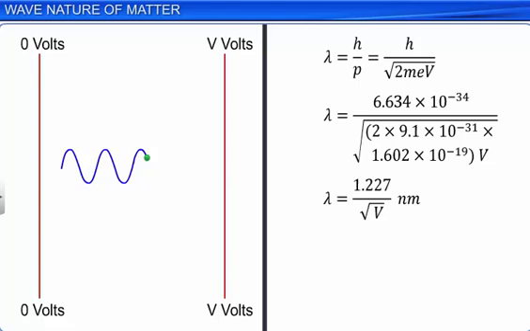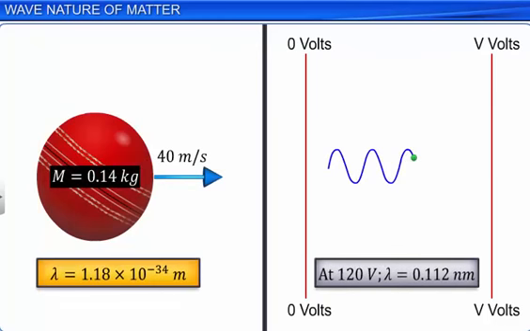At a potential difference of 120 volt, lambda is equal to 0.112 nanometer. For the ball, the de Broglie wavelength is beyond any measurement possible and hence can be considered as negligible. Whereas the de Broglie wavelength for the electron is of the order of the spacing between the atomic planes in crystals.